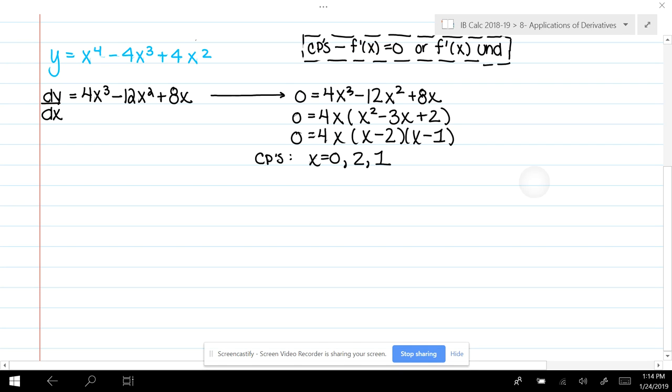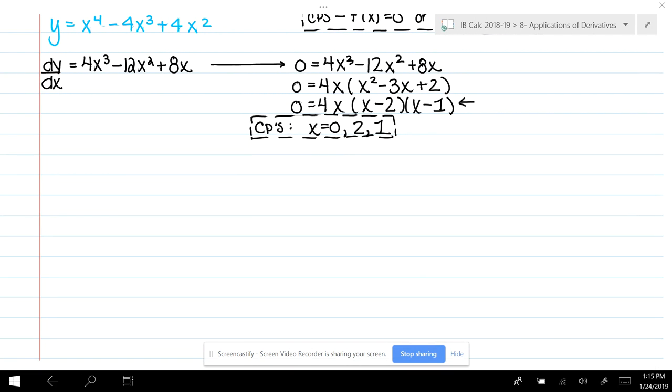Where did I pull these from, right? I just set each factor equal to 0. It's good practice to show that, okay? So these are possible maxes and mins. They don't have to be because they could be that stationary inflection point, but they're possible, okay?